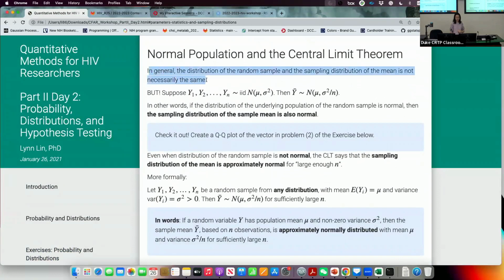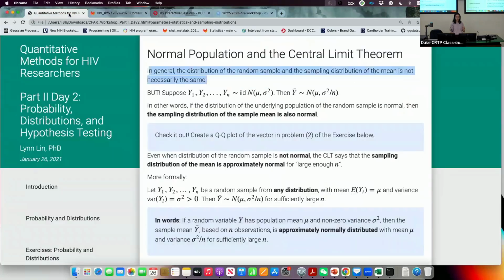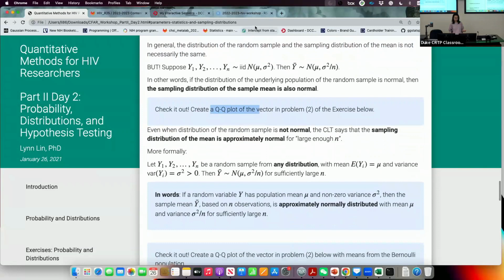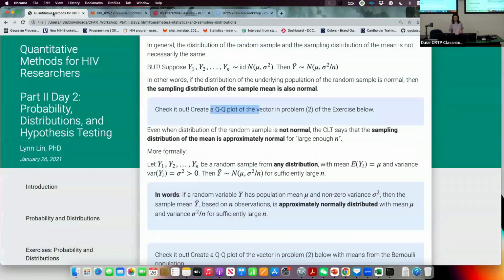So in general, this just says the distribution of my random sample. In my case, the distribution of my random sample is a binomial distribution. But after we observe the sampling distribution of my sample statistic, which is my sample mean, they don't look the same. One looks like a normal distribution, the other is a binomial distribution. So that means the distribution of my random sample and the sampling distribution of the mean are not necessarily the same. You can use a QQ plot as an exercise to see. We actually did this exercise: we look at the binomial distribution and the sample mean, and the distribution follows a normal distribution.